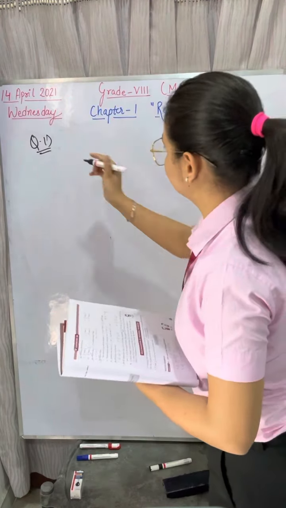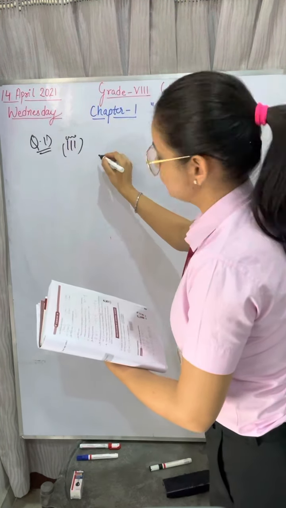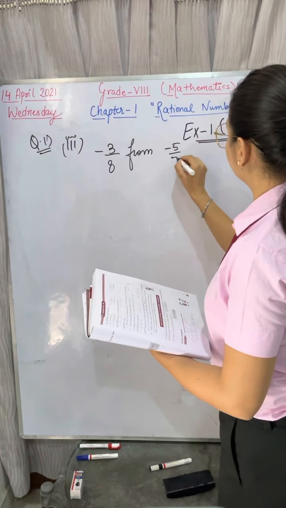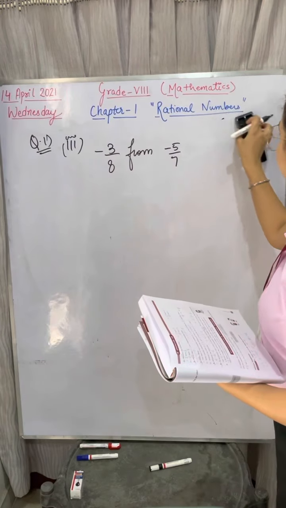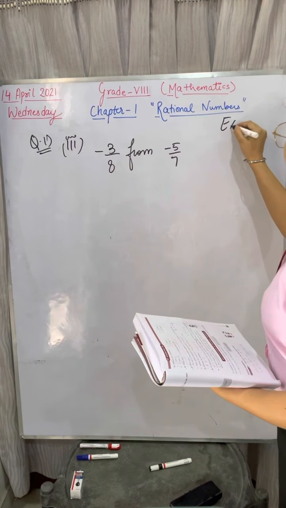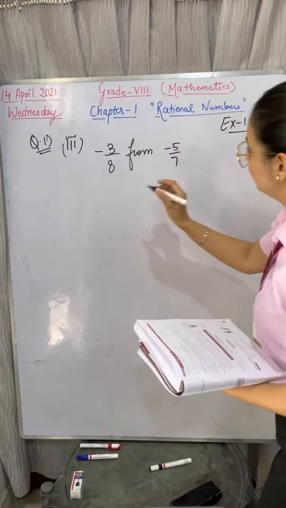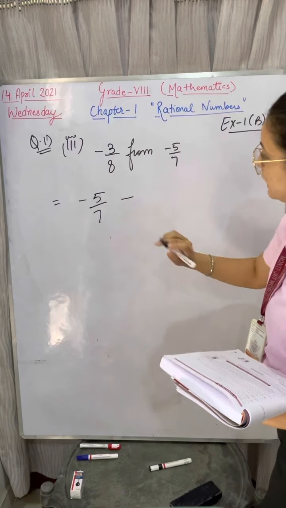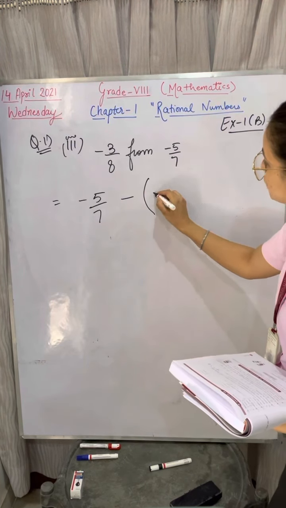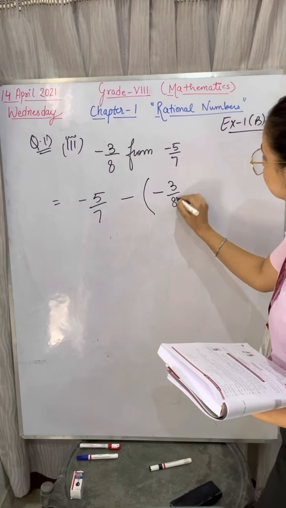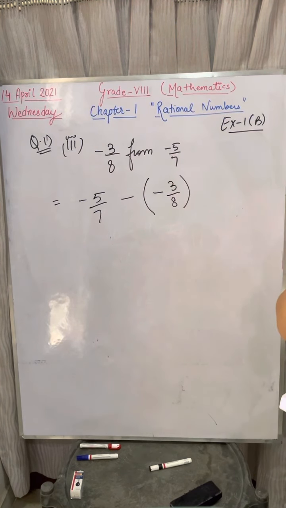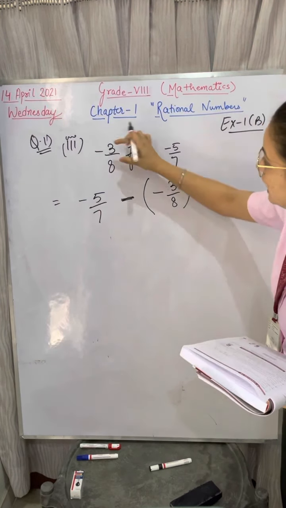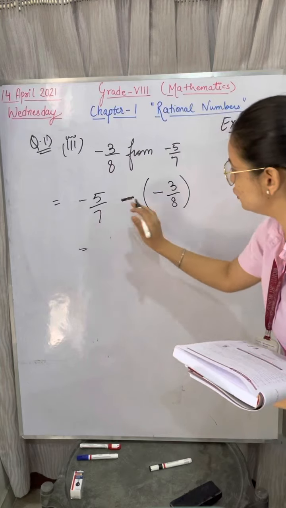First of all, let me explain the concept. The third part is minus 3 upon 8 from minus 5 upon 7. Now, right here, minus 5 upon 7 as it is. This minus sign is for the subtraction and this minus sign is for this term. Up to here is clear? This minus is that we are doing subtraction and this minus sign is of this term. Okay, let me open the bracket.